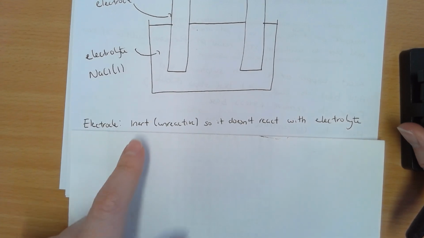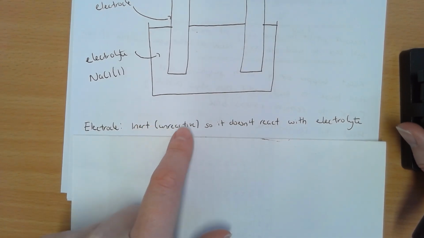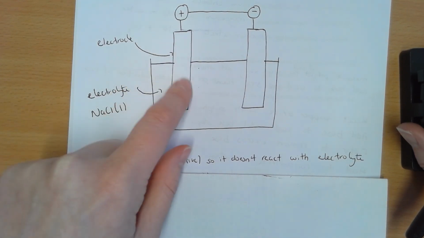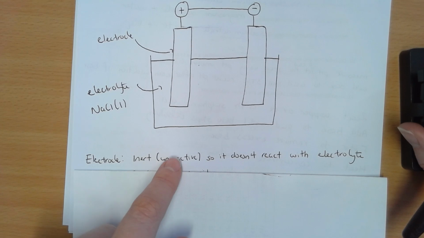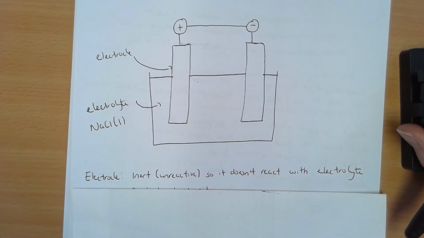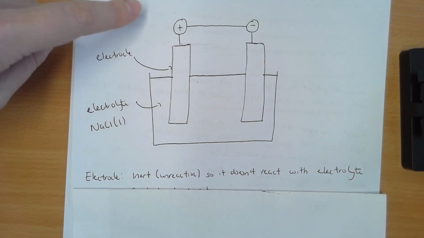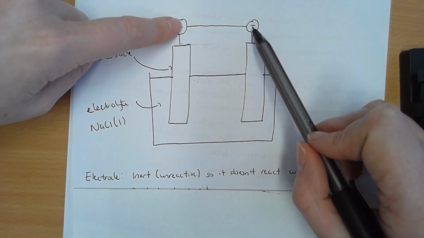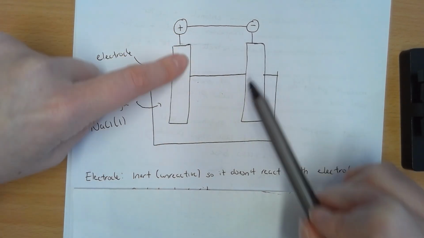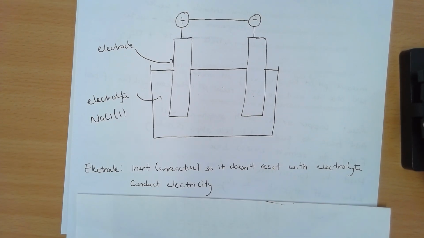Okay, so the electrode has to be inert, and that just means unreactive. You don't want the electrode and the electrolyte to have a chemical reaction, so we use something really unreactive as our electrode. The other thing it absolutely has to be able to do is conduct electricity. You need the electricity to flow from the battery through the electrode and into the electrolyte. So these guys have to conduct electricity, all right, that's really important.